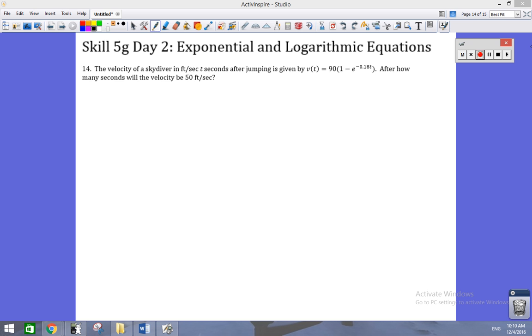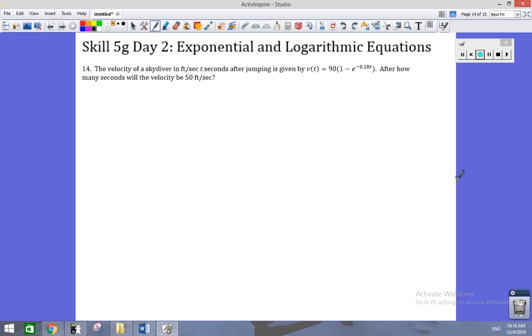In Skill Packet 5, we're looking at exponential and logarithmic functions, and in Skill 5G, we were solving equations. Here, the last few problems on this day 2 are some applications. It gives us a function, and we can use this function to set up an equation and solve it and hopefully answer the question they're asking us.